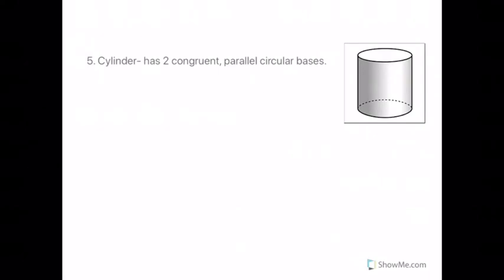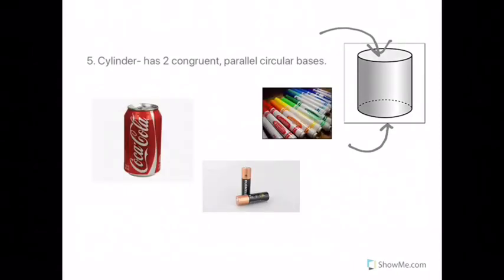Next, the cylinder. A cylinder is a geometric solid shape that has 2 congruent parallel circular bases. So here's a picture of one. The bottom and the top are those congruent parallel circular bases. I'm sure it looks very familiar. You've seen a lot of examples in your everyday life. So here we see a Coca-Cola can, Duracell batteries, and some markers. Those are all examples of cylinder shapes.